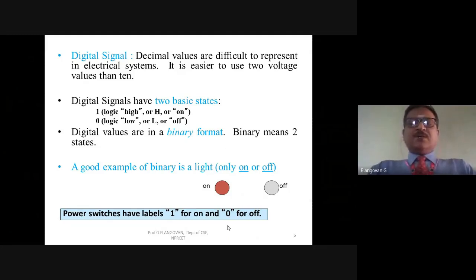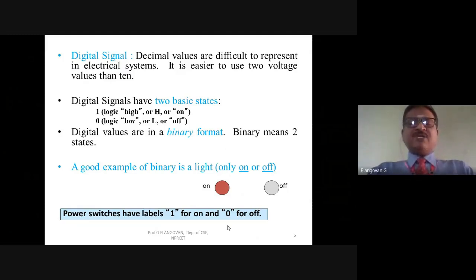So the digital system uses only zeros and ones. So it has only two values. That's why we say it's a binary system, because binary in the sense it has only two. So that's what we are having. The digital system, we are saying, has binary values.